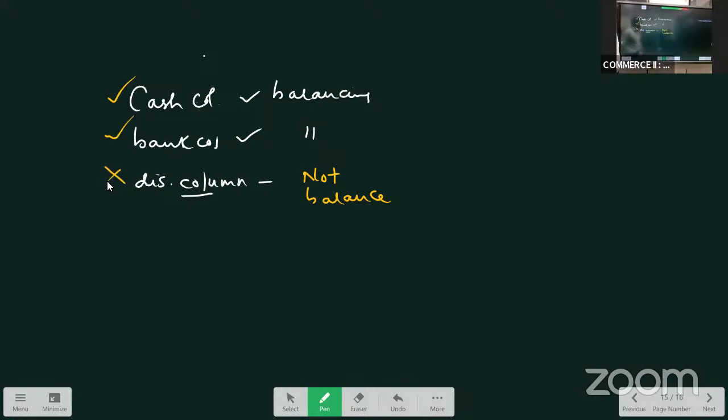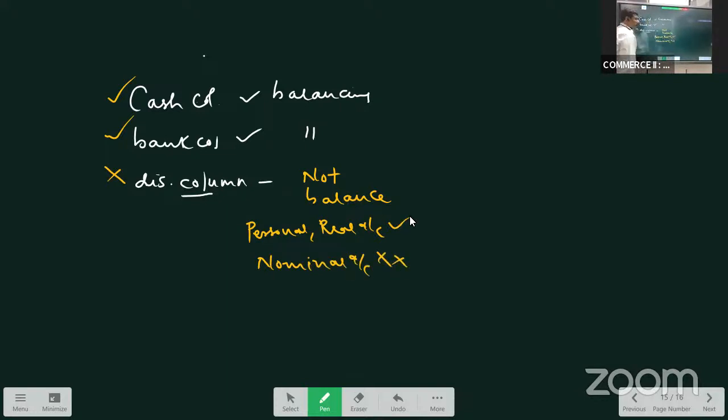Sir, when we are balancing cash column, when we are balancing bank column, why are we not balancing discount column? Answer is very simple. Balancing is done only for personal accounts and real accounts. Nominal accounts are never balanced. Nominal accounts की balancing नहीं होती. Balance किसका करते हैं हम लोग? सिर्फ personal accounts और real accounts का. So no, discount account is a nominal account. So we do not do the balancing for discount account. So what do we do? That we'll see when we are solving the problems.